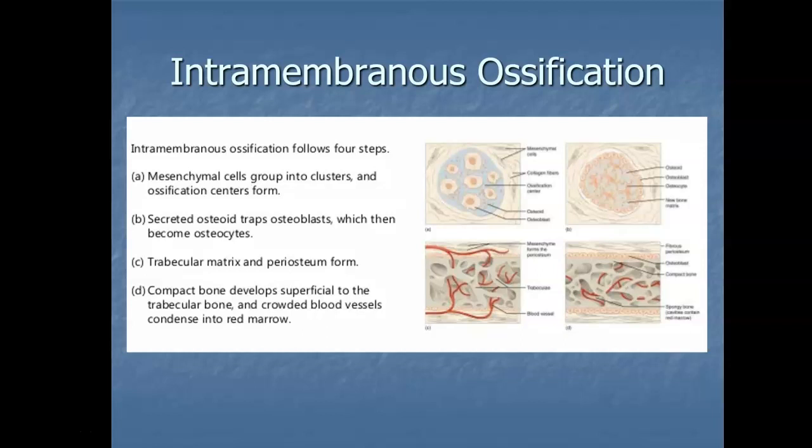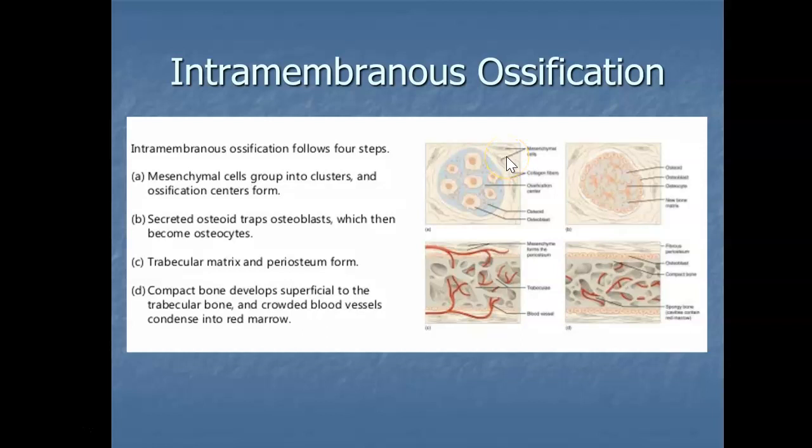So these, typically the bones of your face, almost all of your cranial bones, your collarbone or your clavicle, are all going to form using this particular process. There are 4 steps to this process. So step 1 is those mesenchymal cells will group into clusters, and those clusters then are going to be called ossification centers. So here is an ossification center, and they are formed by these clusters of mesenchymal cells.